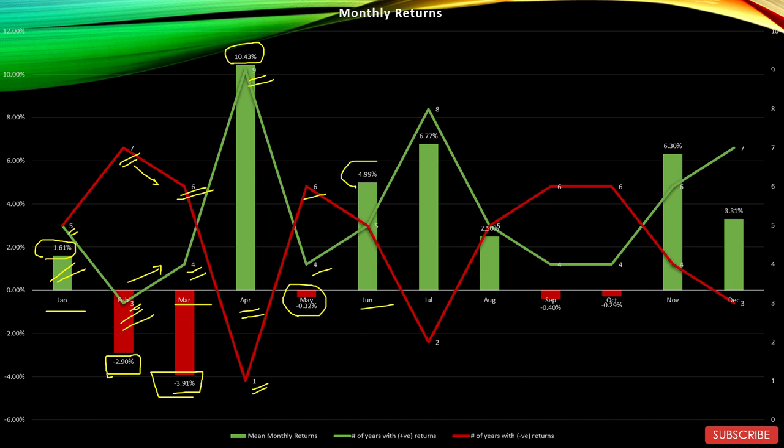June, with average returns of approximately 5% with 5 positive years and 5 negative years. July, again a very strong month for this sector with 6.77% average returns and 8 positive years and only 2 negative years. August, with an average return of 2.50% with 5 positive years and 5 negative years.